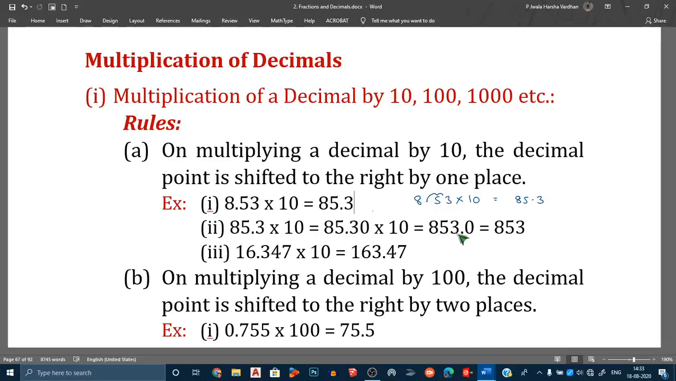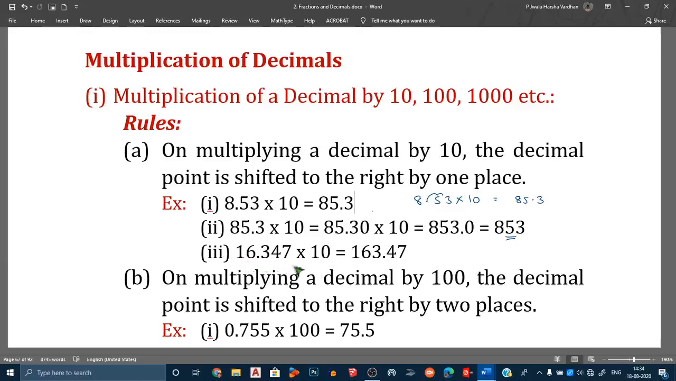So 853.0. Since there is no number after 3 here, you can annex one more 0. You know that after the decimal point you can annex any number of zeros. So after annexing one more 0, you can shift this point to the right side by leaving one digit. So now this will become 853.0, nothing but 853 only. No need to write this 0 also. Directly you can write it as 853.